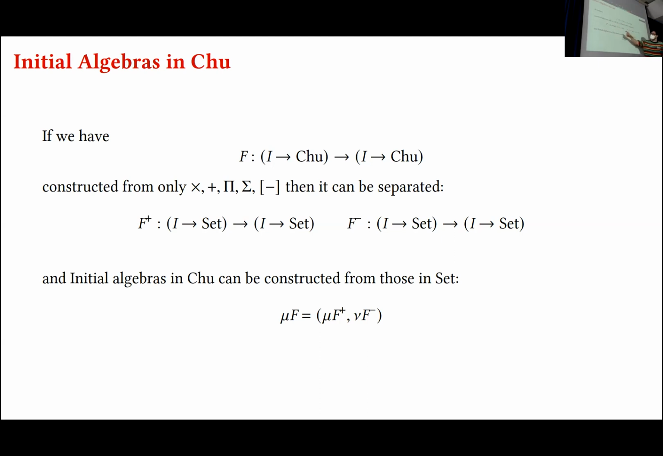So an f plus and f minus, and these are both just on sets. All the positive information only goes to the positive part, and the negative information only goes to the negative part. And then we can construct initial algebras in Q just from those in set, where, remembering that the morphisms in the negative part go backwards, we use the greatest fixed point for negative information and the least fixed point for the positive information. So the initial algebras in Q are initial algebras in set for positive information, and final algebras for the negative information. Because sometimes we might have to give, intuitively, infinitary refutations to some facts.